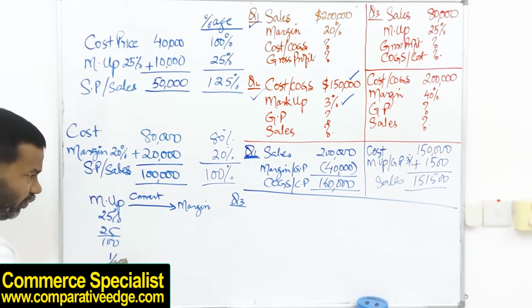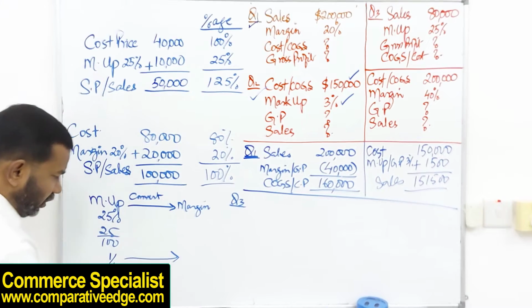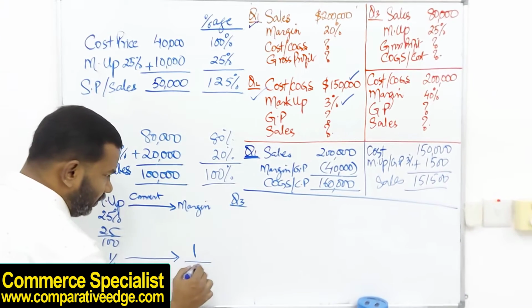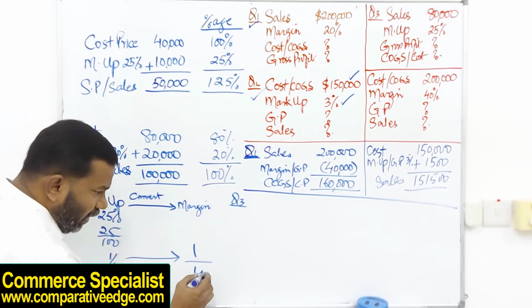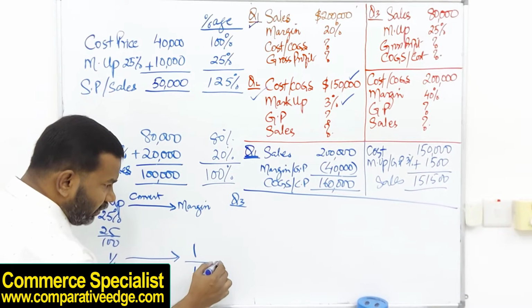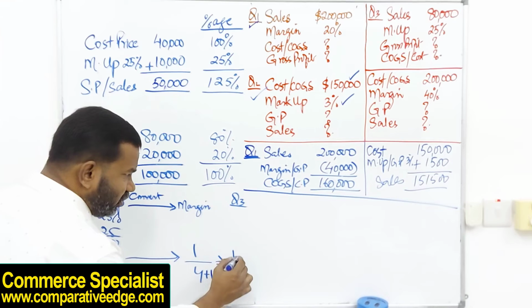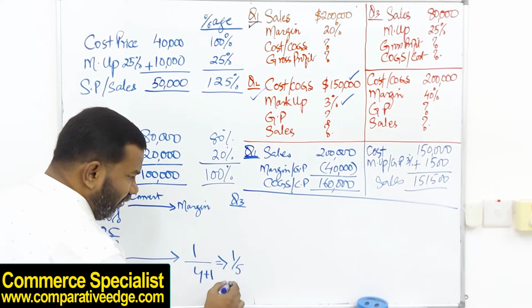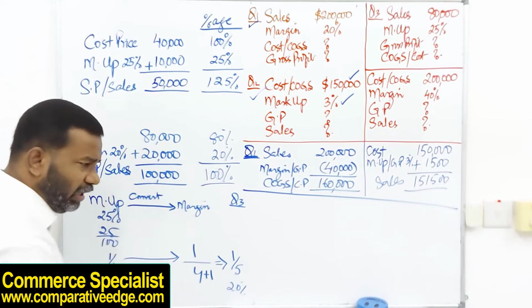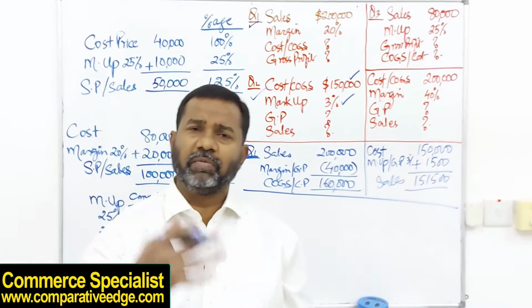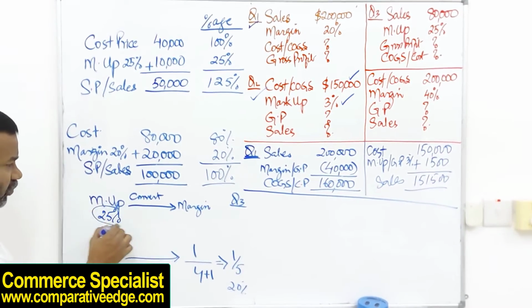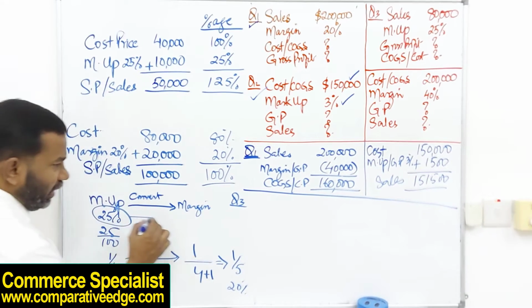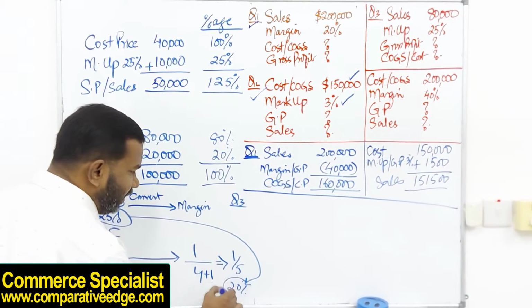So if markup is 1 upon 4, if I want to convert it into margin, I'll write the same fraction. Now what I'm going to do is, whatever is in the numerator, I'm going to add it to the denominator. So guys, I have margin now. 1 upon 5 means 20%. You can check the calculator. 1 upon 5 means 0.2, multiply by 100, you get 20%. So if markup is 25, if I convert it to margin, it becomes 20%.